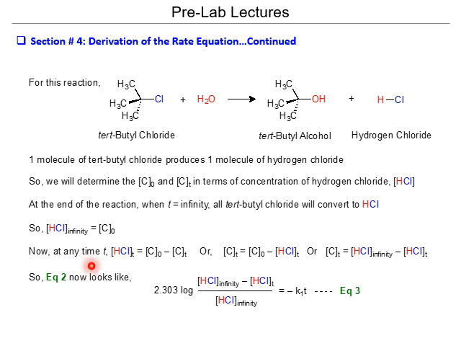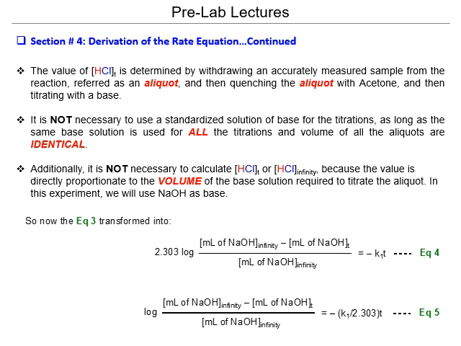Now at any time, HCl at any moment equals that initial concentration of tert-butyl chloride minus the concentration of tert-butyl chloride at any given moment. So then we rearrange and we insert that into the previous equation. Now you'll use that equation as you figure out the values experimentally.